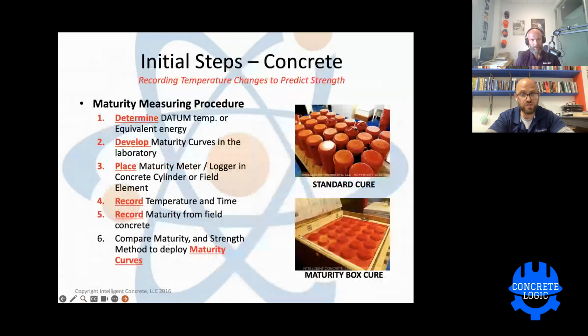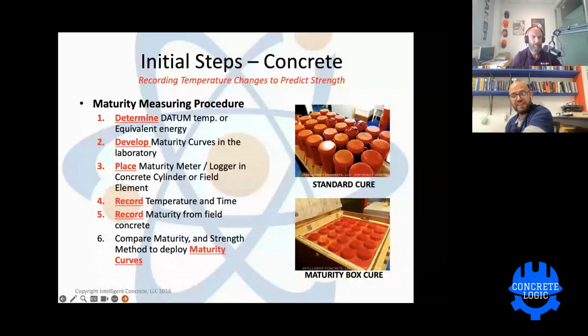You asked the question, standard cured versus, I call it a maturity box cure or a matchbox cure. So what happens is when we have, let's say, mass concrete, and you take a bunch of cylinders, most people aren't putting them in a cooler or in a bath. They're pulling them underneath the tarps, right? Or underneath the blankets, or they put them right out on the slab. Is that a fair assessment?